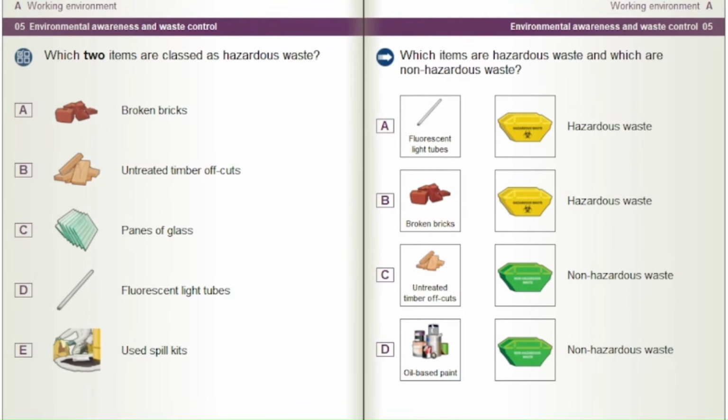Which items are hazardous waste and which are non-hazardous waste? Fluorescent light tubes, broken bricks, untreated timber offcuts, oil-based paint.